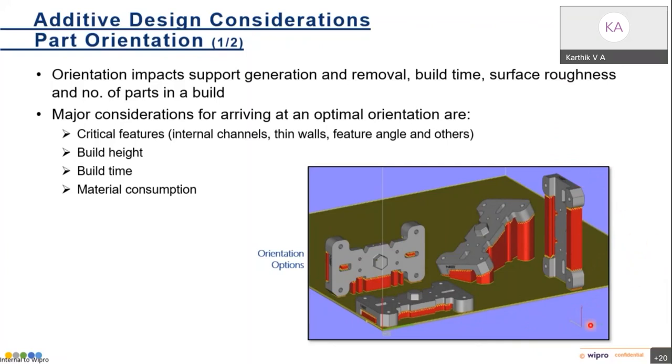So the strength will not be as good as if this component, say, was fabricated along the X direction. But we also need to consider that the support structures have to be generated for these three components, or pretty much for all of them. We need to identify the locations where surface support structures are to be given, and we also need to factor in that we need to remove these support structures.